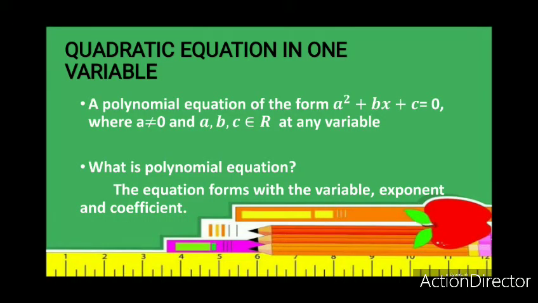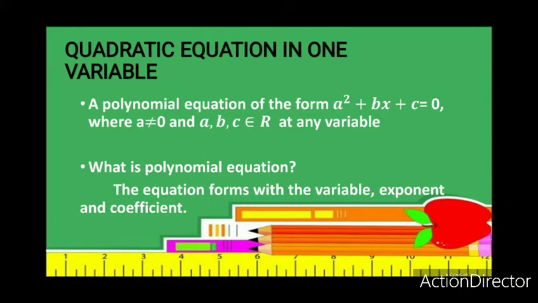What is quadratic equation in one variable? It is a polynomial equation of the form ax squared plus bx plus c equals 0, where a should not equal 0 and the values of a, b, and c are elements of the real numbers. Why must a not equal 0? Because if a equals 0, the remaining equation is only bx plus c equals 0, and it is not a quadratic equation anymore. It is already a linear equation.